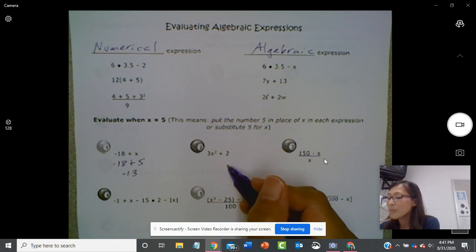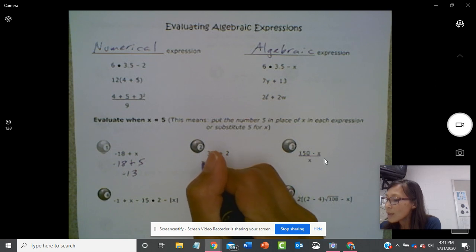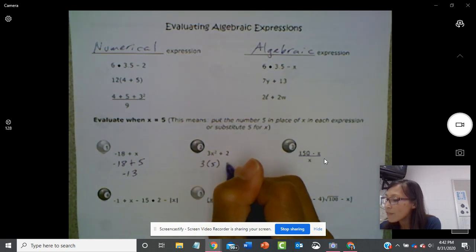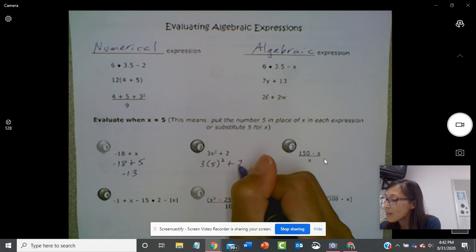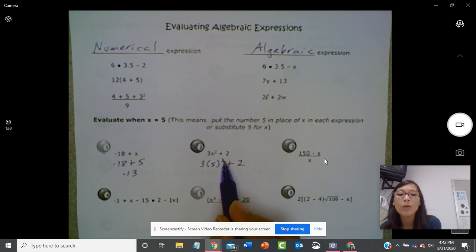Let's look at this problem. We have 3x squared plus 2. So I'm going to substitute the 5 wherever the x is. We have to be careful when we do that, and we usually like to put parentheses anytime you have exponents or anytime you are multiplying. This is the easiest way to put substitution in. So now we have to follow order of operations. Order of operations doesn't mean, oh, well, we put parentheses there, so we do parentheses first. Parentheses means when there's more than one operation inside the parentheses.